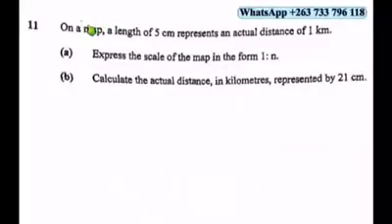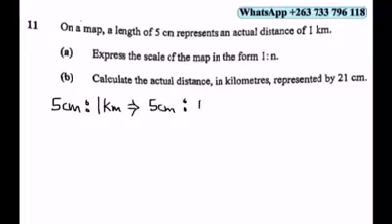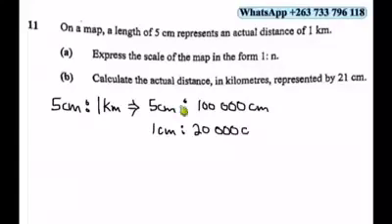Number 11, this is maps and scale. On a map, a length of 5 centimeters represents an actual distance of 1 kilometer. So we know that there are 100,000 centimeters in a kilometer. So this means 5 centimeters is representing 100,000 centimeters. Then you divide by 5 both sides. 5 into 100 is 20, so it's 1 centimeter is to 20,000 centimeters. So writing it in the form 1 is to n, it's 1 is to 20,000. Do not put centimeters here, just write 1 is to 20,000 units.